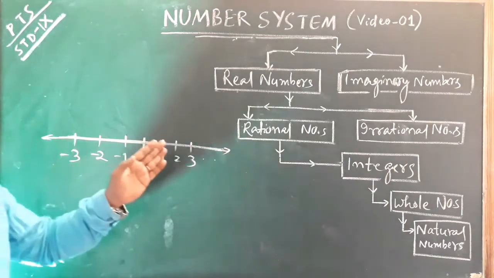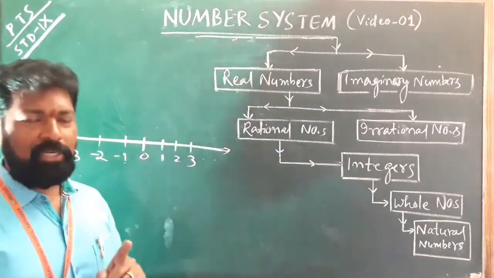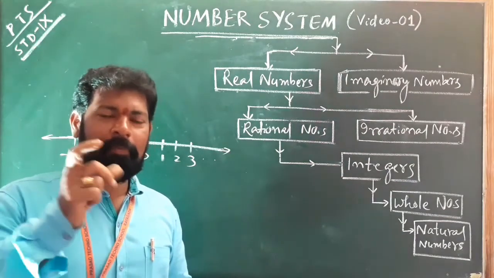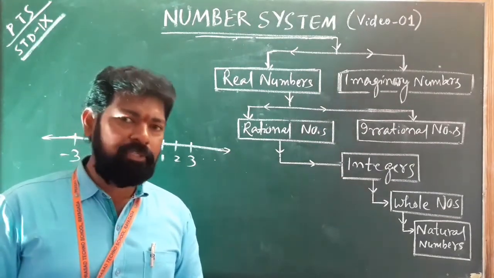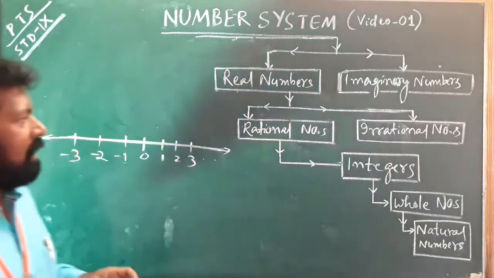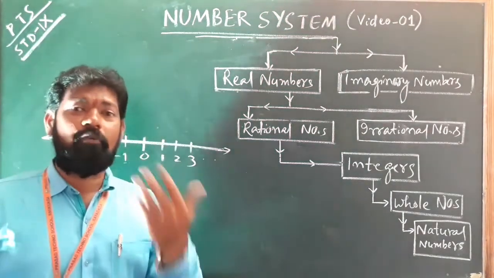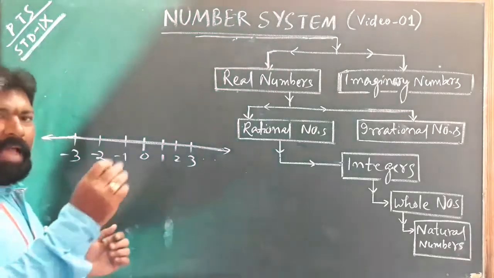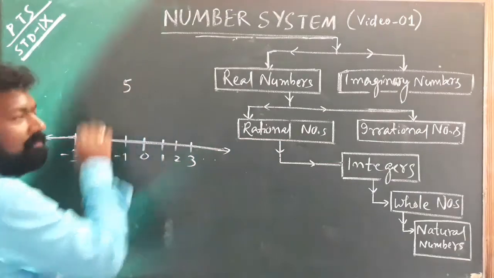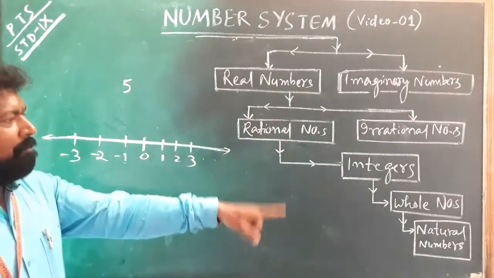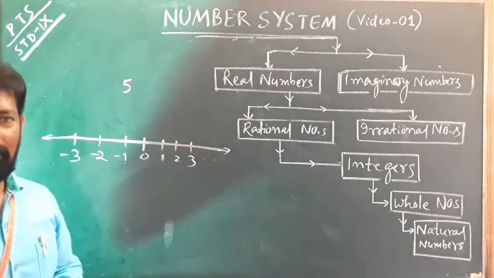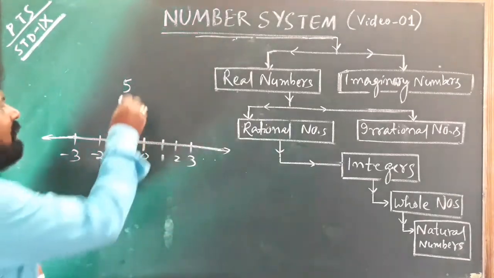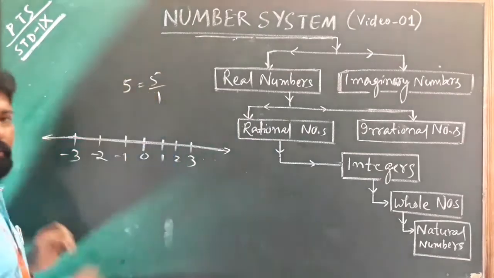Generally, a number is said to be rational if it can be represented in the form p by q, where p and q are both integers and q is not equal to 0. I mean to say that any number which can be represented in the form of a fraction is a rational number. For example, I will write the number 5. It is of course a natural number, whole number, integer and rational. Why is it rational? Because 5 can be represented in the form of a fraction. You can write 5 as 5 divided by 1.